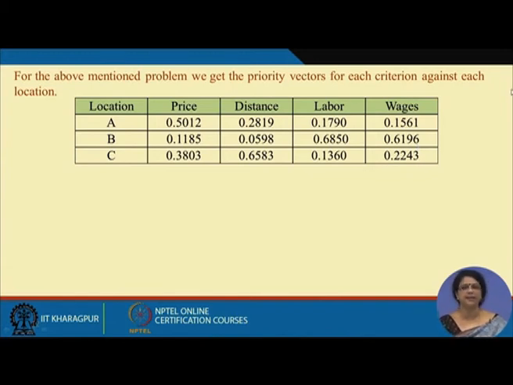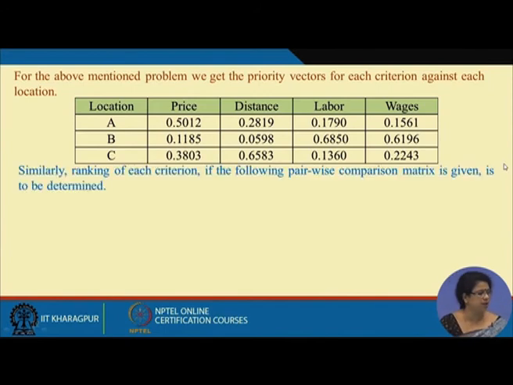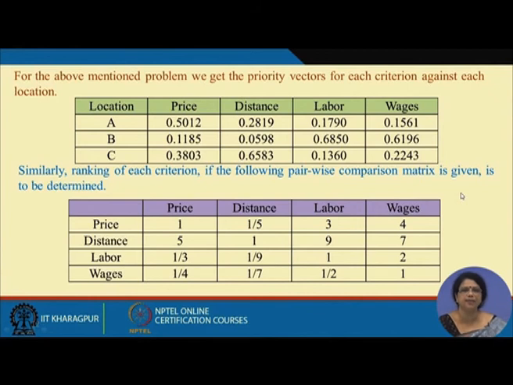Now, as I said, these are the priority vectors with respect to individual objective functions. Now, for each criterion again we can have the preference structure with respect to price, distance, labor and wages. We can have a different structure here also. I can use a scale from 1 to 9 given by Saaty, and within that we can have the preference structure like that.